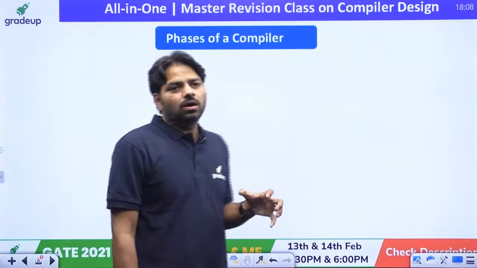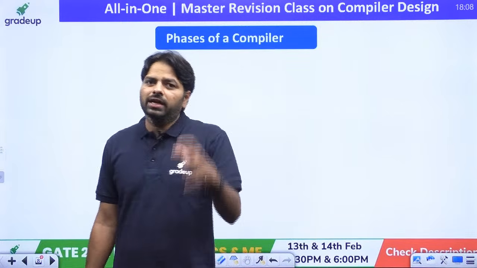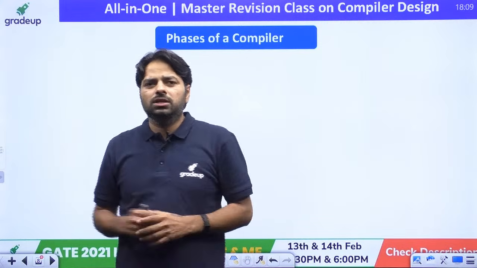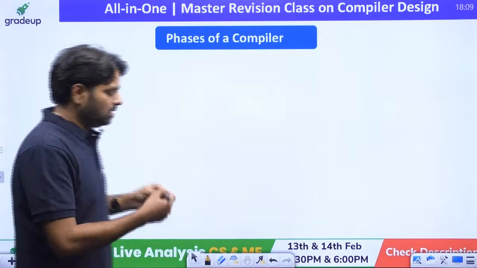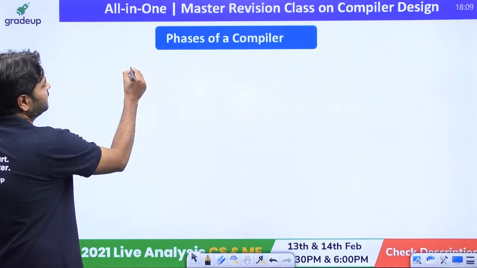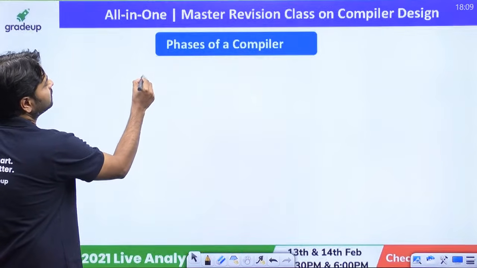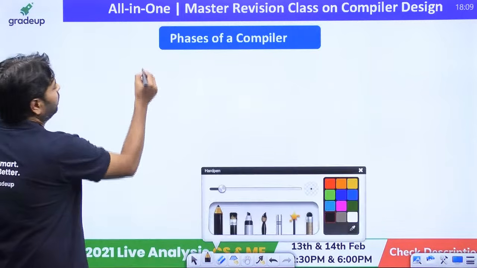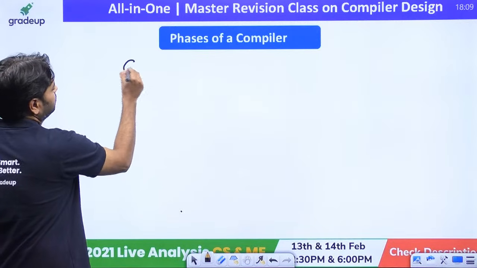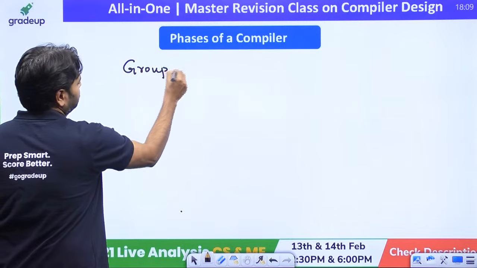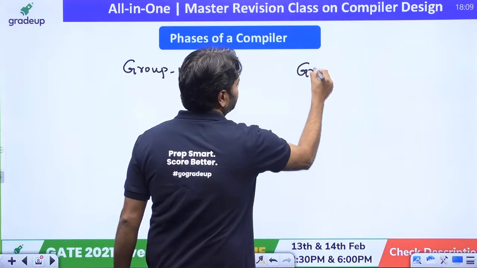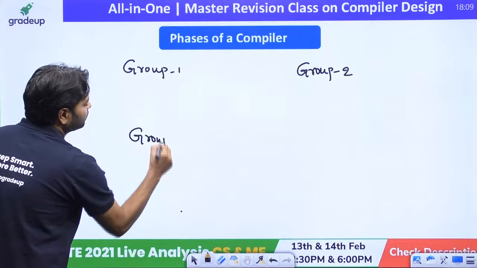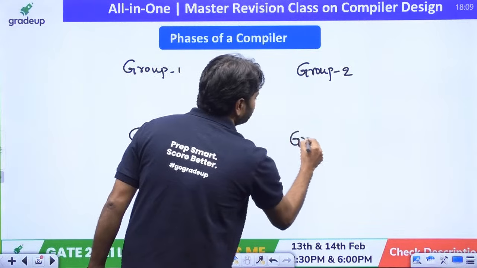So let me tell you, in the phases of a compiler, what questions we can predict in the exam. One is the match the following groups. Everybody knows the match the following groups. Suppose I make 2 groups, group 1 and group 2. There are 2 possible questions. Of course, I can make so many possible questions here.